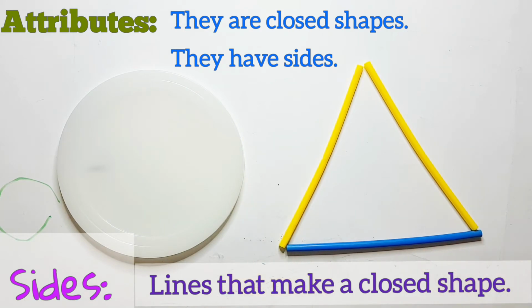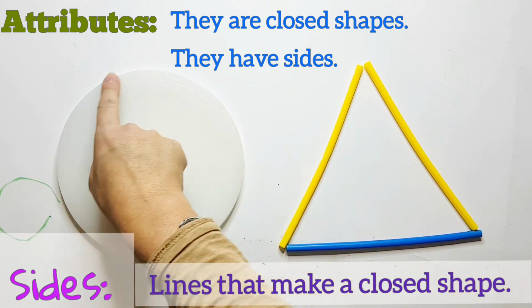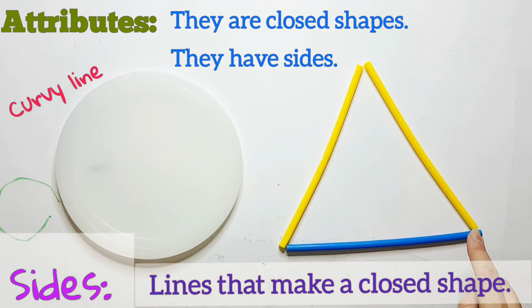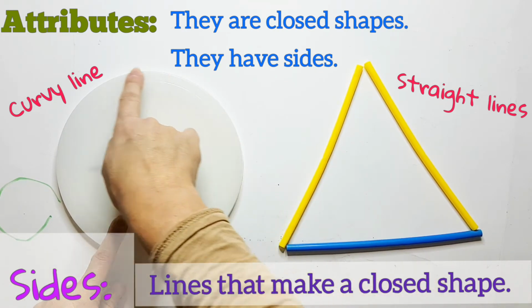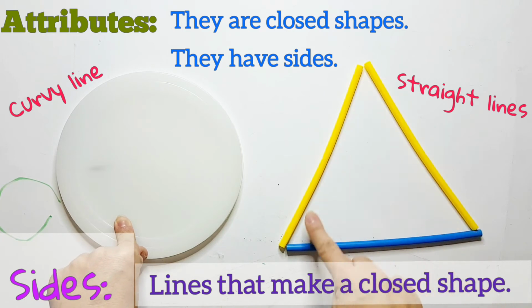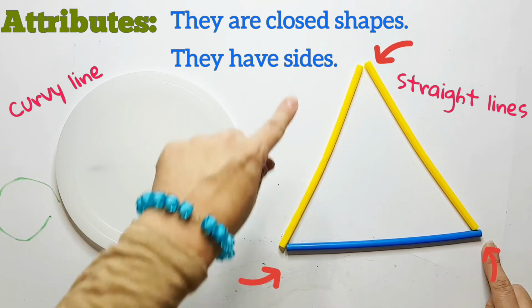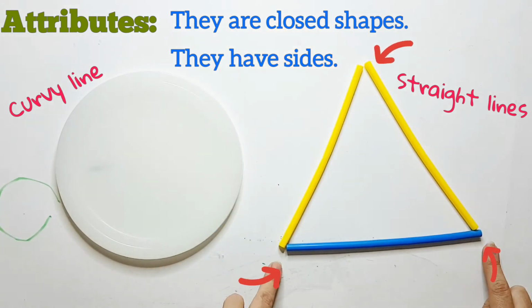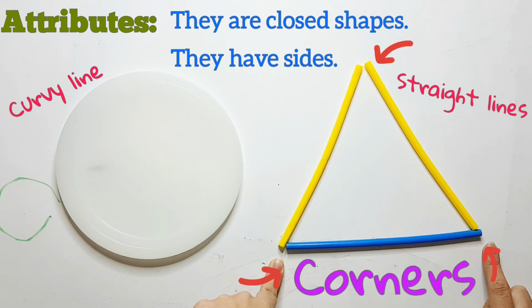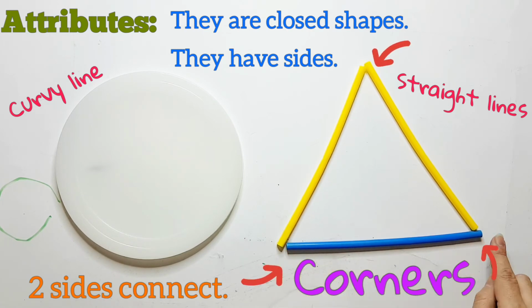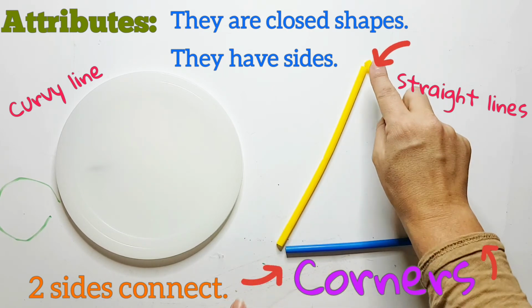But wait a minute, are they both the same? No. This one is made by a curvy line. This one is made by straight lines. So here there is a difference. This one is curvy, and these sides or lines are straight. And they have something else on them. These pointy little parts over here, these are called corners. A corner is when two sides connect. When two sides connect, that makes a corner.